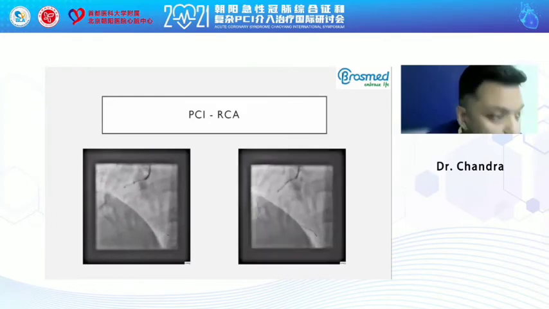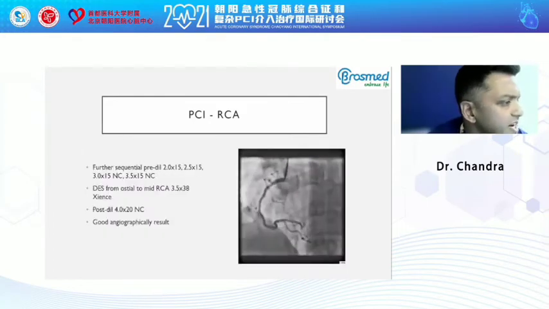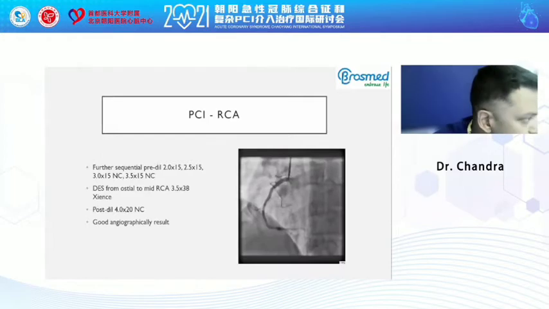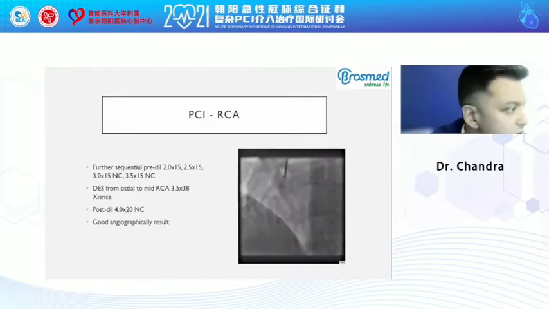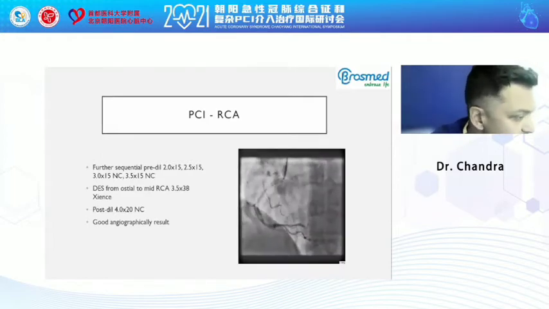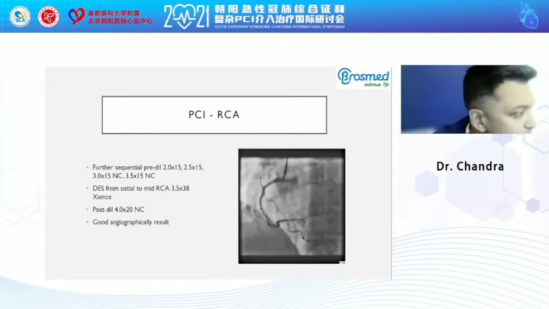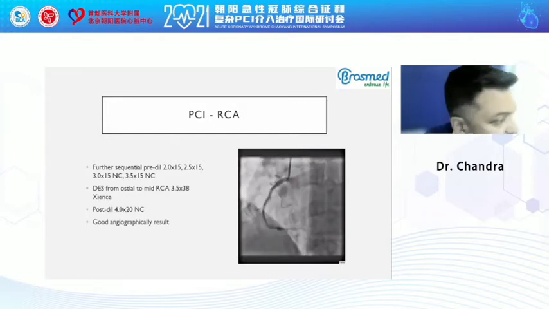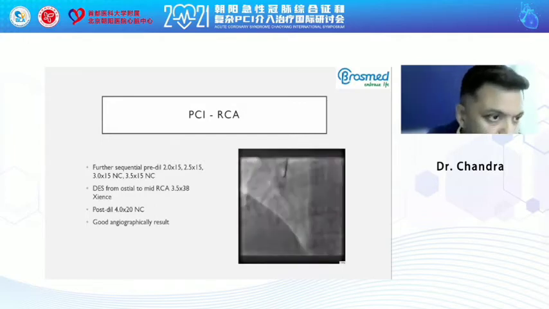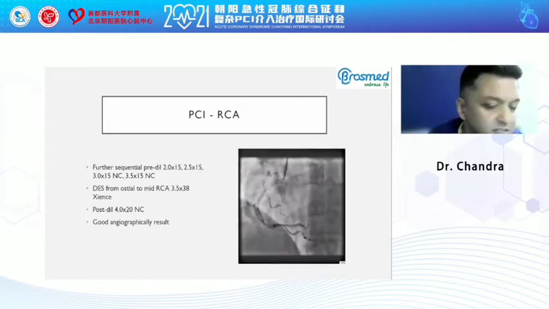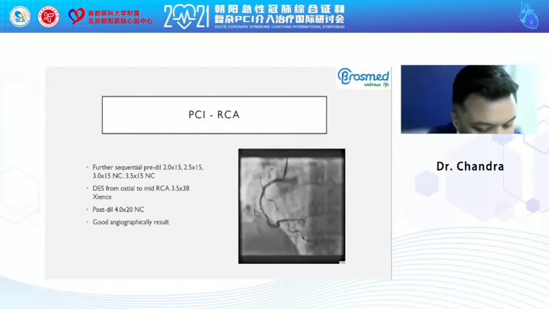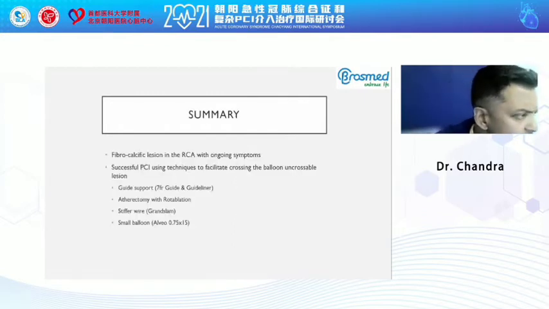And we implanted a stent from the mid back to the ostial right coronary using a 3.5 by 38 millimeter stent, post-dilated proximally with a 4.0 by 20 millimeter non-compliant balloon with a good angiographic result. So in summary, this was a fibrocalcific lesion in the right coronary in a patient with ongoing symptoms. We used, again, successful techniques to facilitate crossing the balloon-uncrossable lesion here.